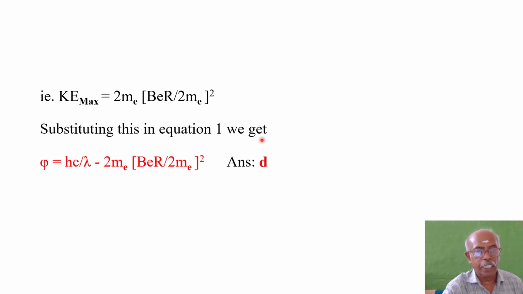So substituting this in equation 1: phi is equal to hc by lambda minus KE max, so phi is equal to hc by lambda minus 2 m_e into (BeR by 2 m_e) the whole square. Of the 4 options, D is the right answer. Option D is the right answer.